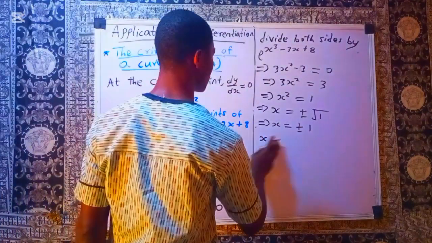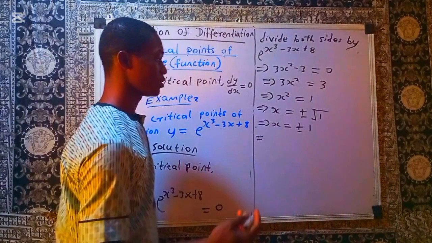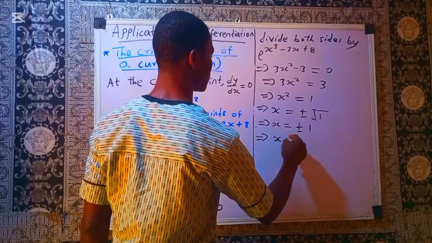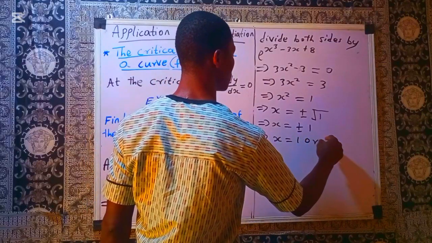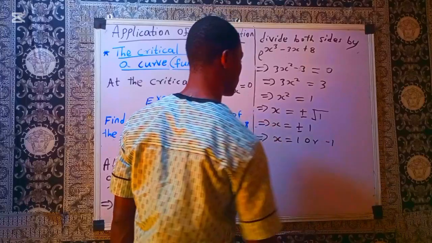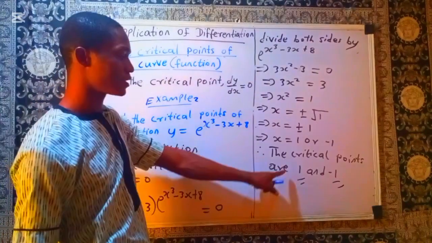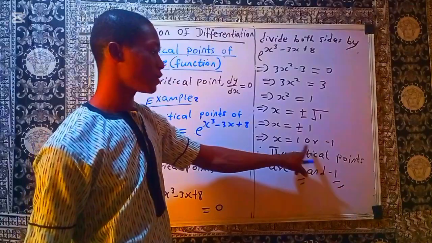So this implies that x is 1 or minus 1. So that's what we got. x is 1 or minus 1. The critical points are 1 and minus 1, as we got it here.